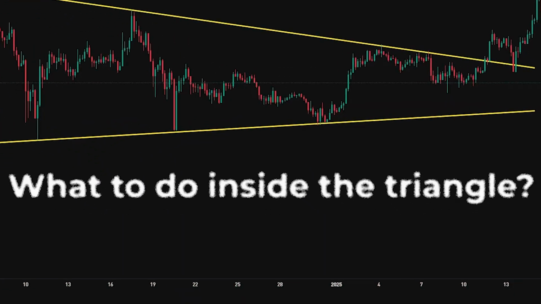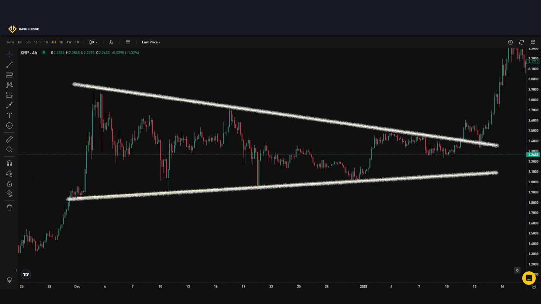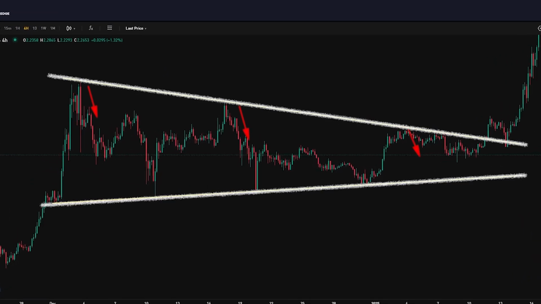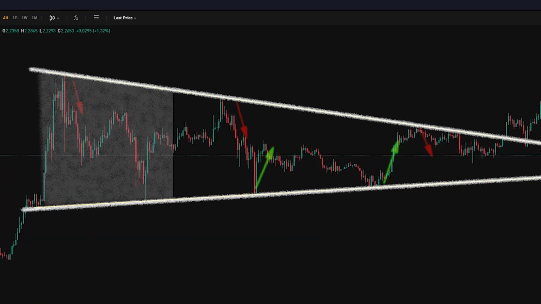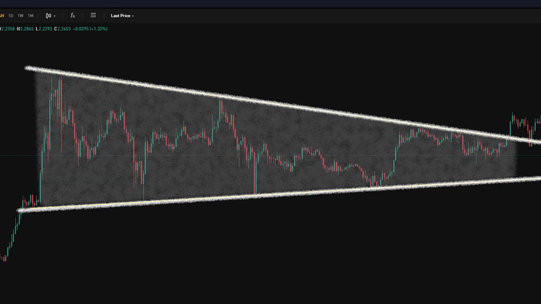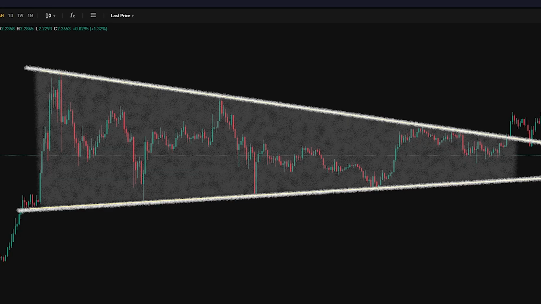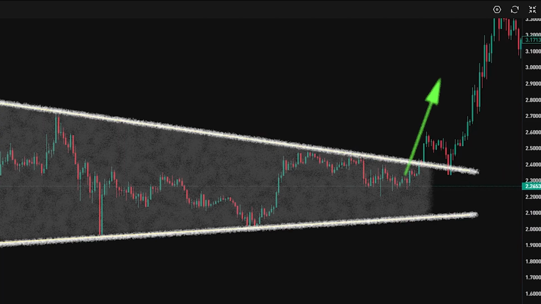What to do inside the triangle? Don't trade. Don't guess which way it'll break. Many traders try to trade off the board as it reached the top, so it'll go down, and vice versa. But in reality, a triangle is an accumulation zone. That means it's not for trading, but for preparation. We only act on reaction: breakout, confirmation, entry. That's it. A clear algorithm.